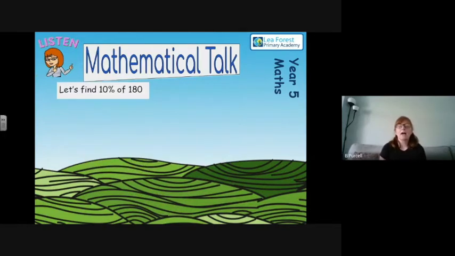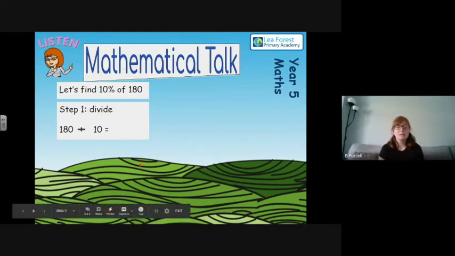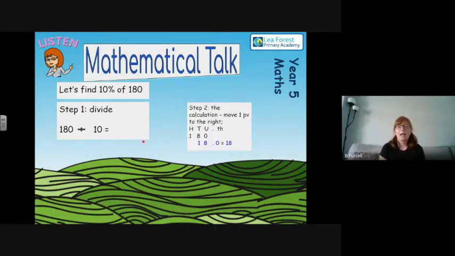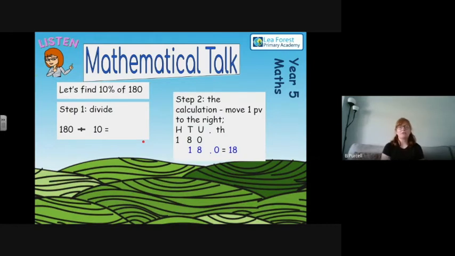So let's find 10% of 180. I know that the first thing I have to do is divide 180 by 10, because I'm finding 10% of 180. So I divide my amount by the percentage. And I'm going to move one place value to the right. I'm moving place value because we've revisited multiplying by 10, 100 and 1,000. So I know that if I'm dividing by 10, I move everything one place value to the right. And that makes the division quite a lot easier for me.